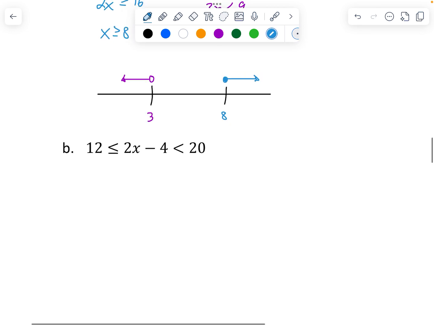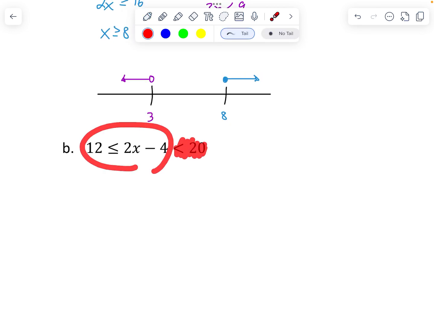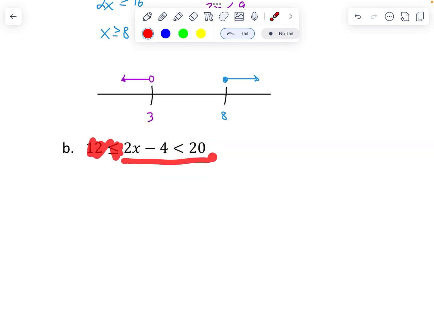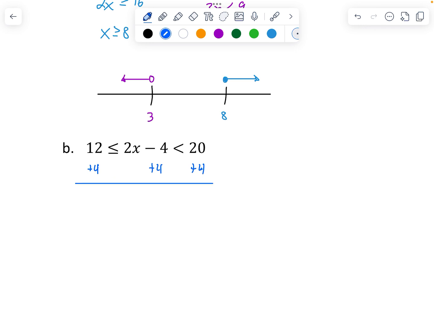On B, so we still have a compound inequality. Like kind of pretend this isn't here and you solve this. And then also pretend this isn't here and you solve this one. But we can do them at the same time because the steps are the same. So first I'm going to add 4. I'll show my work on this one. I'm adding 4 everywhere, adding 4 everywhere. Giving us 16 is less than or equal to 2x, which is less than 24. Divide everything by 2.